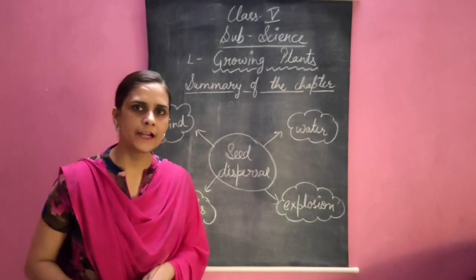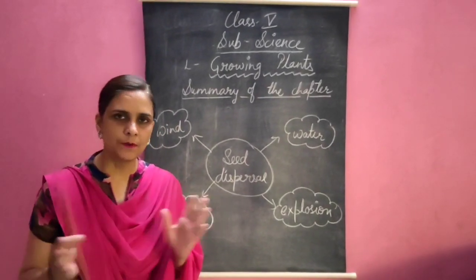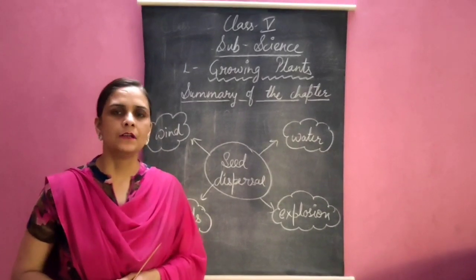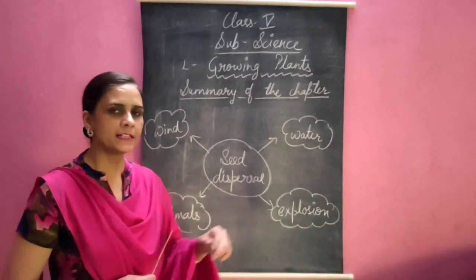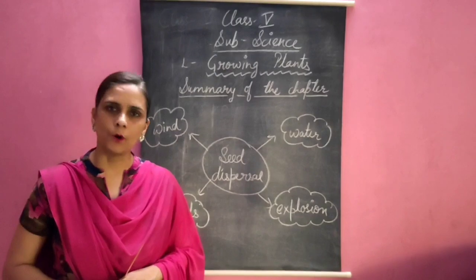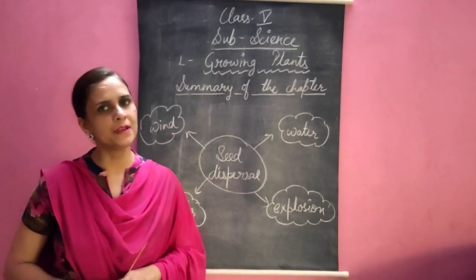Another method of seed dispersion is through explosion. When the seeds are ready in the fruit, they just explode and hence they are scattered. This is termed as dispersal through explosion. The examples are poppy seeds and the seeds of pea plant.